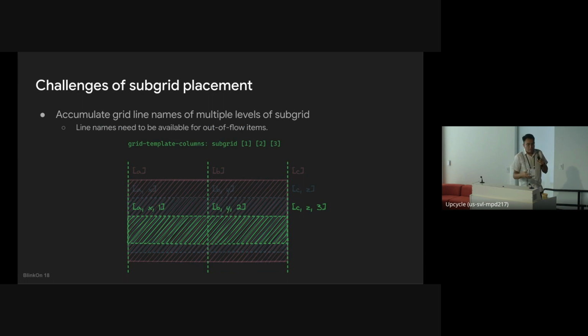It is important to remember that the cumulative set of lines should also be available for out-of-flow items. This last bit is tricky to accomplish if we want to collect the inherited line names from a subgrid at the time that we place the out-of-flow items, since we would need to go up the tree collecting them instead of just going from top to bottom.